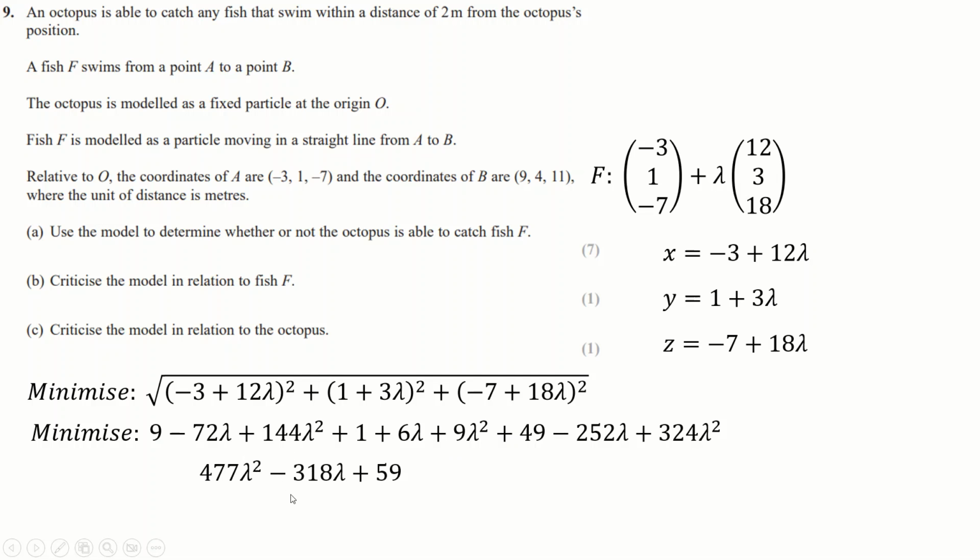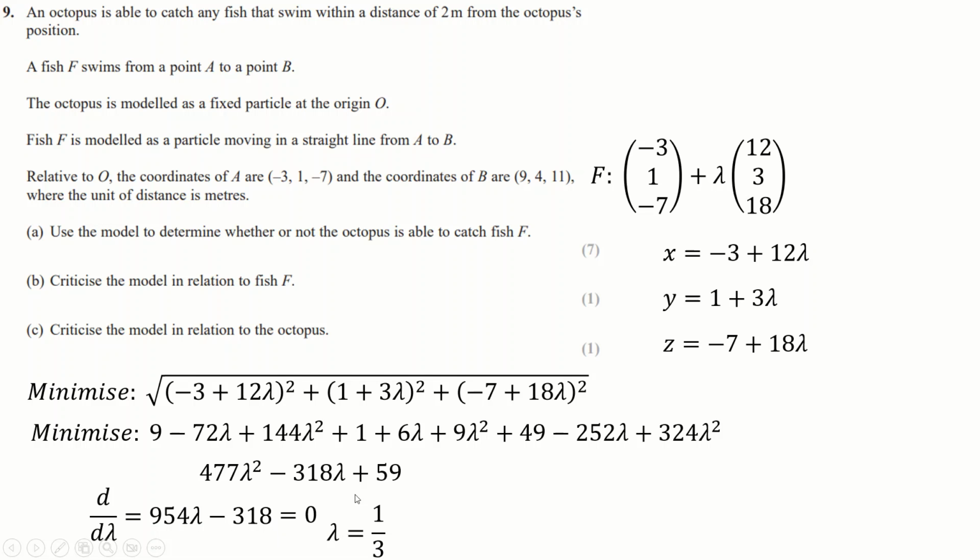There are lots of ways to do this. I just chose to differentiate. So I differentiated to find this and set it to 0. And just solved to get that lambda is a third. So I know that this distance is at a minimum when lambda is a third. That's what I found. I haven't technically discovered whether it's a maximum or minimum or anything like that. I also can't be bothered.